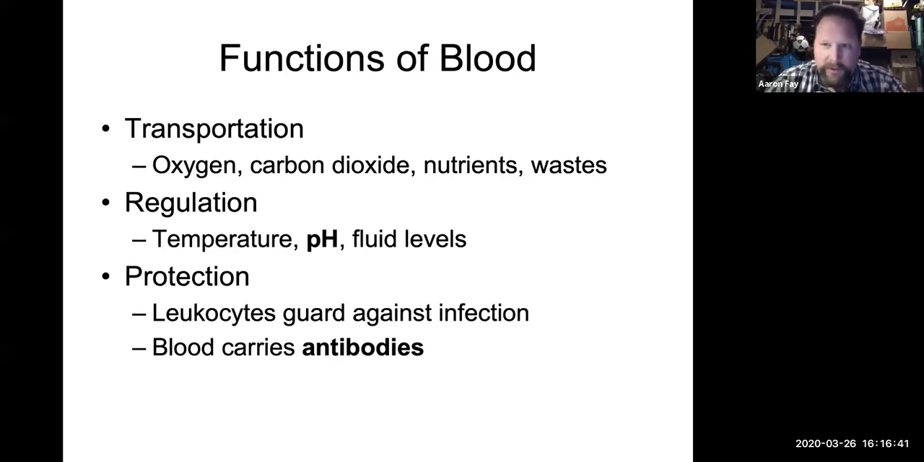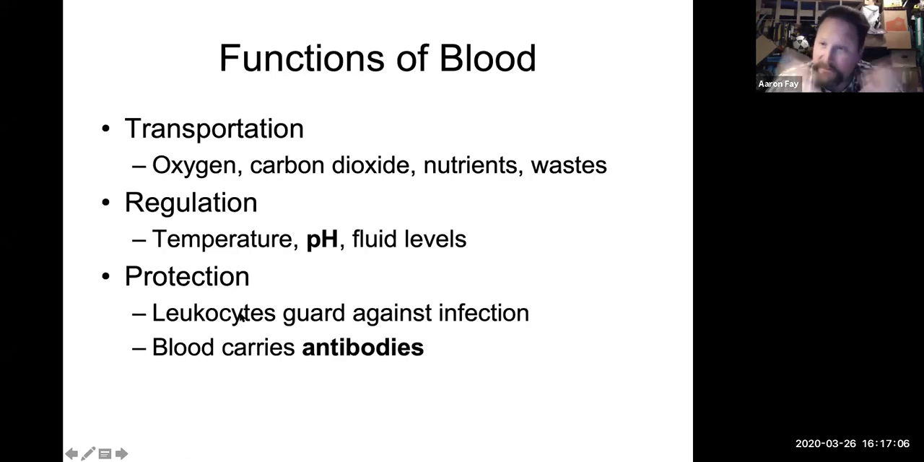And that's something you'll go into a lot of detail when you get into physiology. But here, I'm just telling you it's important. Fluid levels, right? So all fluids of the body are derived from blood. Tears, cerebral spinal fluid, milk, right? All these things are derived from blood.